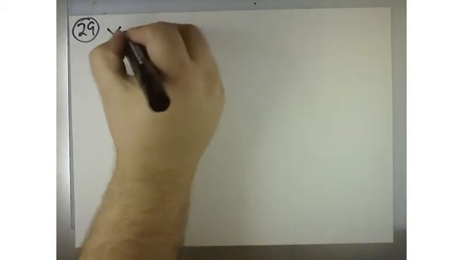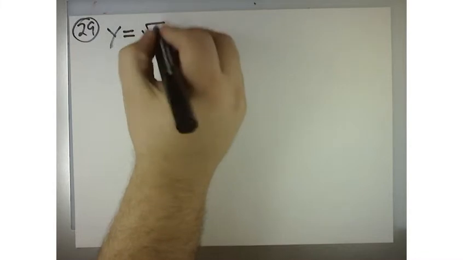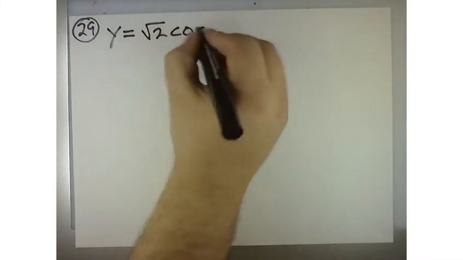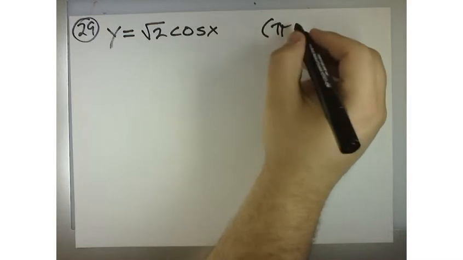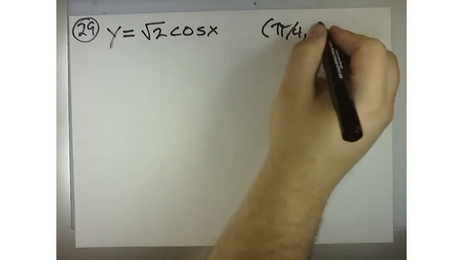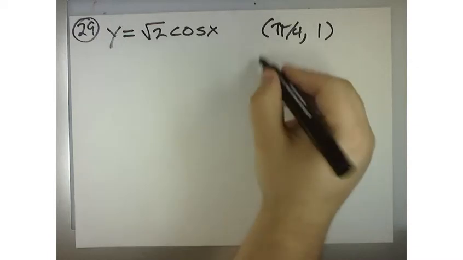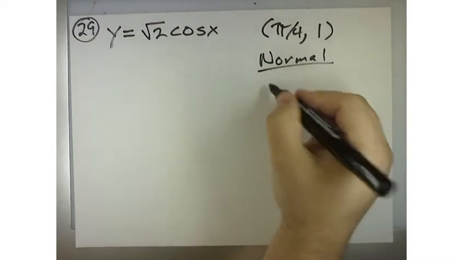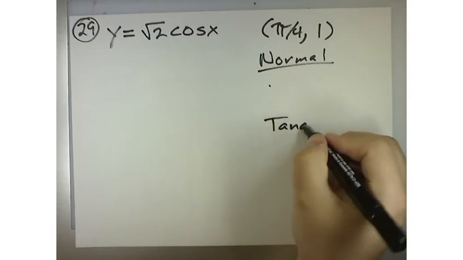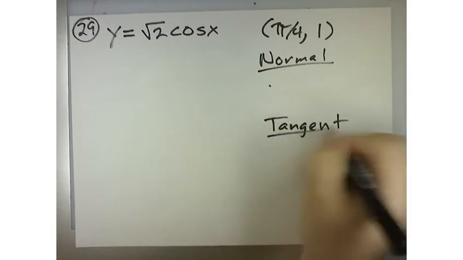Problem 29 says find the equations for the lines that are tangent and normal to the curve. So y is equal to the square root of 2 cosine of x, and we want to find it at the point pi over 4 comma 1. So we need to find the normal and we need to find the tangent. We'll do the tangent first because that's the easiest one.